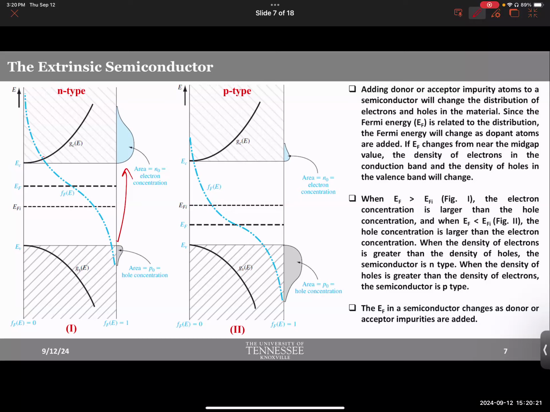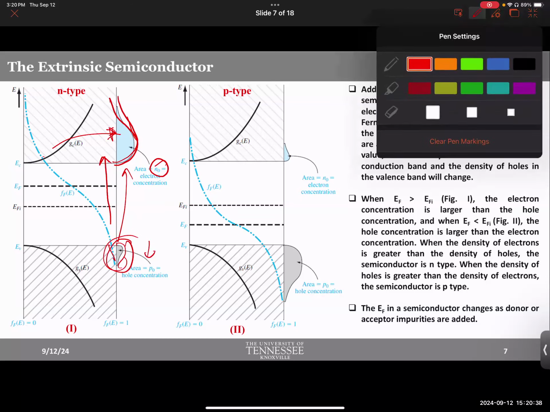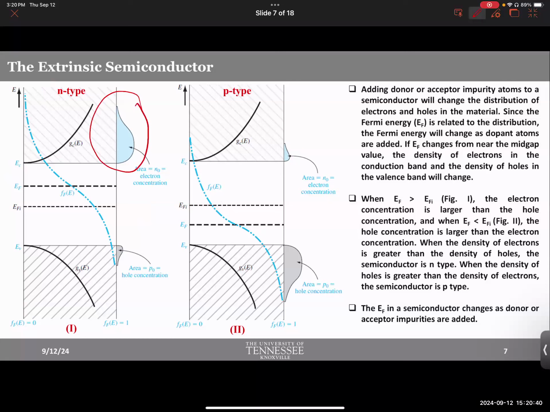So the product and the integration will change. If you do the math, you will see you have more area in the conduction band now, and the area represents the number of electrons. And as the Fermi function shifts up, you have less overlap here in the valence band, and this area reduces. So you create more electrons in the conduction band and fewer electrons in the valence band.